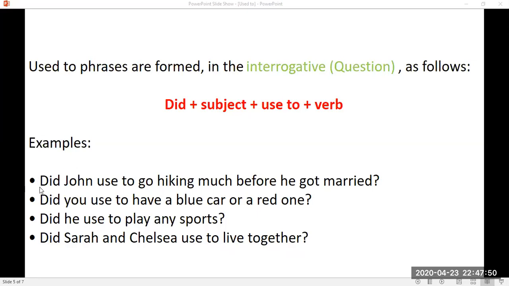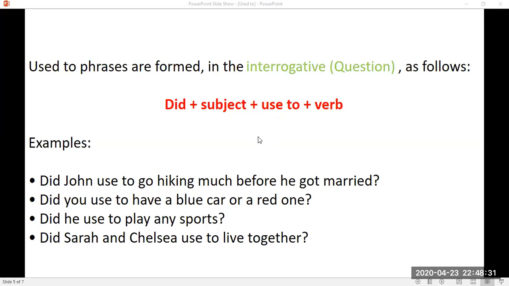So if you look at the examples, you can notice that we use did with all the subjects, singular or plural. Okay? First person, second person, or third person, we use did with all types of subjects. And again, we don't say did he or she or they used to. No, we say did he used to, did she used to, and so on. Use to, not used to.